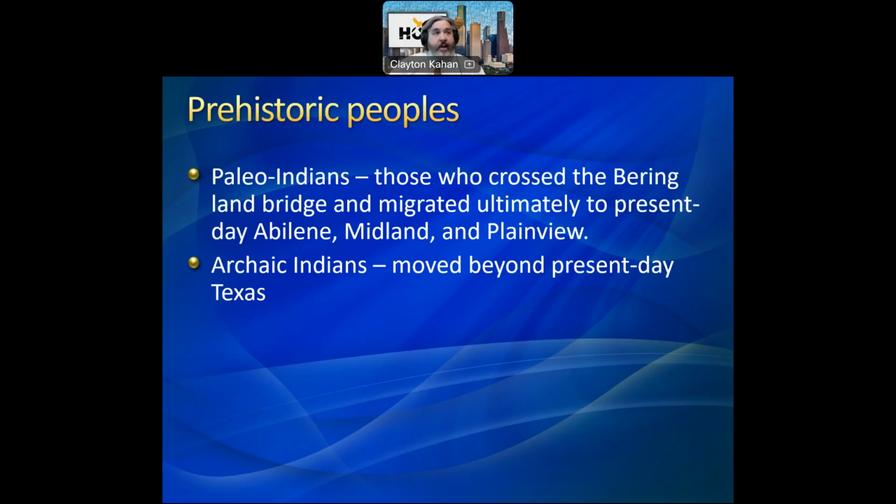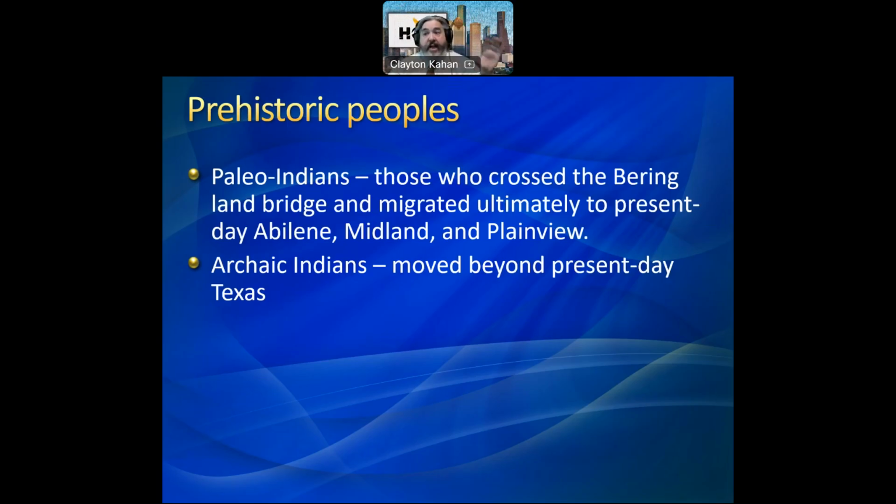And these Paleo Indians are the first groups of people that are in the Americas, and they're going to lay the groundwork for later groups that are called the Archaic Indians. These are people who are going to follow along and move beyond present day Texas. They're going to come through generation after generation, in waves, and they're going to hit certain areas. They're going to disperse outward. In some cases, they'll disperse downward, but every single time they disperse downward, there's also an outward dispersal.